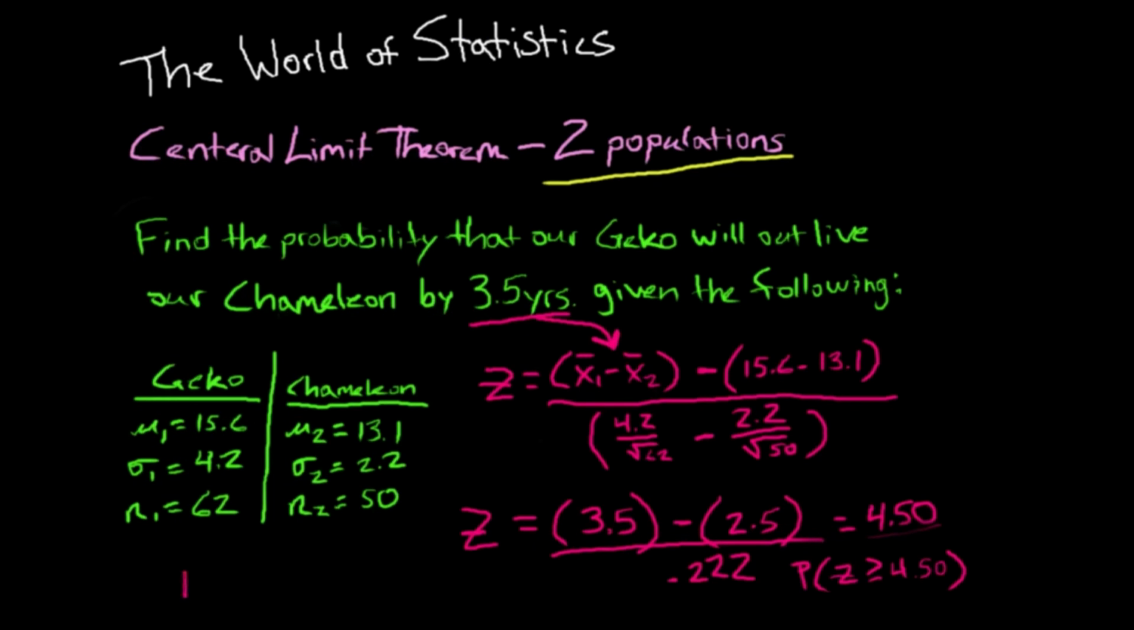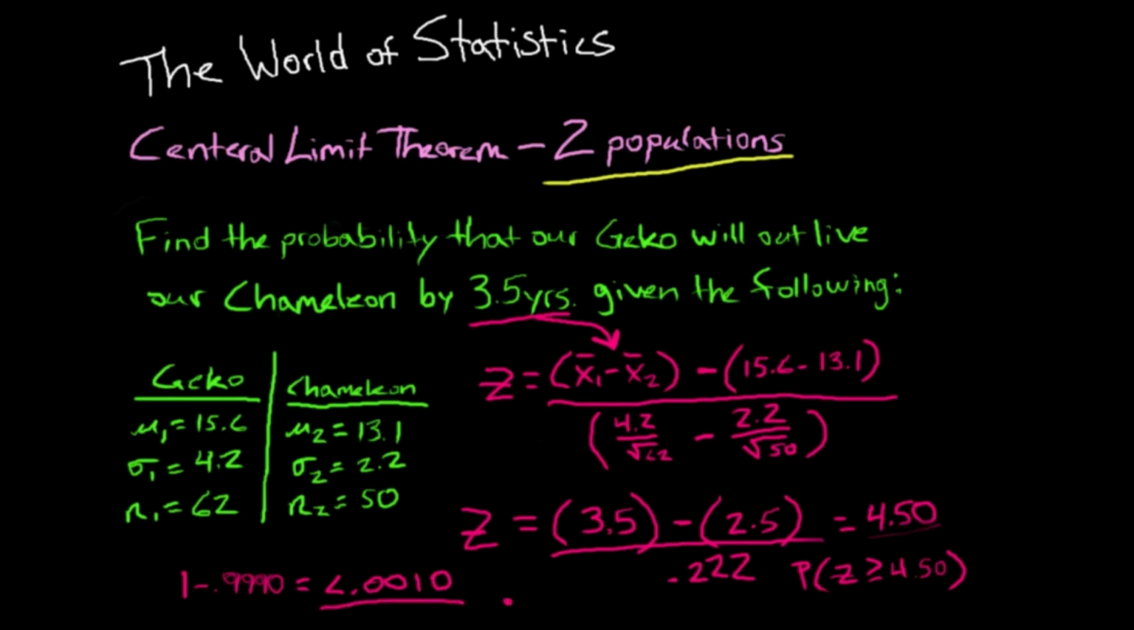So we'll just go ahead and we'll go back and we'll do 1 minus 0.9990. So to do this, we will just simply take 1 minus 0.9990, which of course we know that the probability is going to be less than 0.0010.